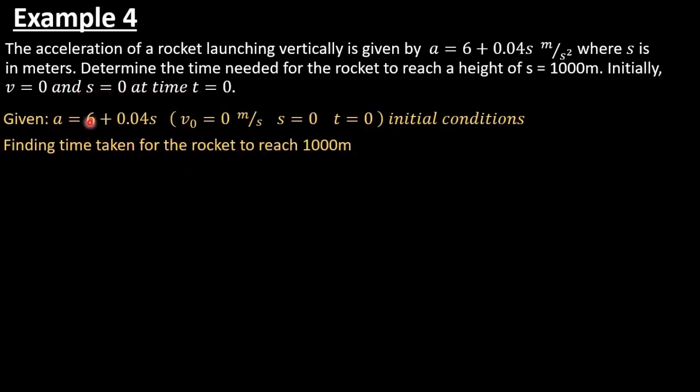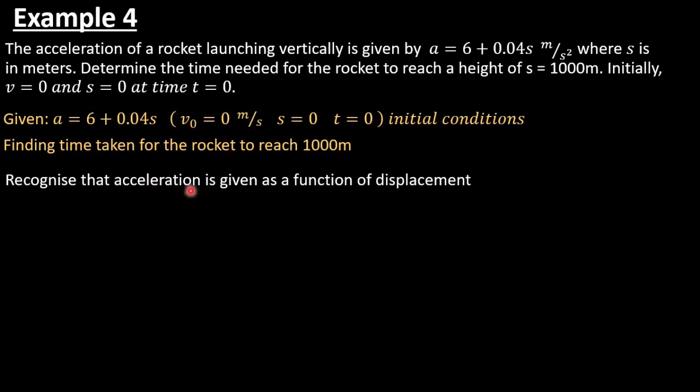So we're given the acceleration as a function of position or displacement. v0 is going to be 0 meters per second. s0 is going to be 0 at time t equals 0, and these are the initial conditions. We're trying to find the time taken for the rocket to reach 1000 meters. We need to recognize that acceleration is given as a function of displacement.